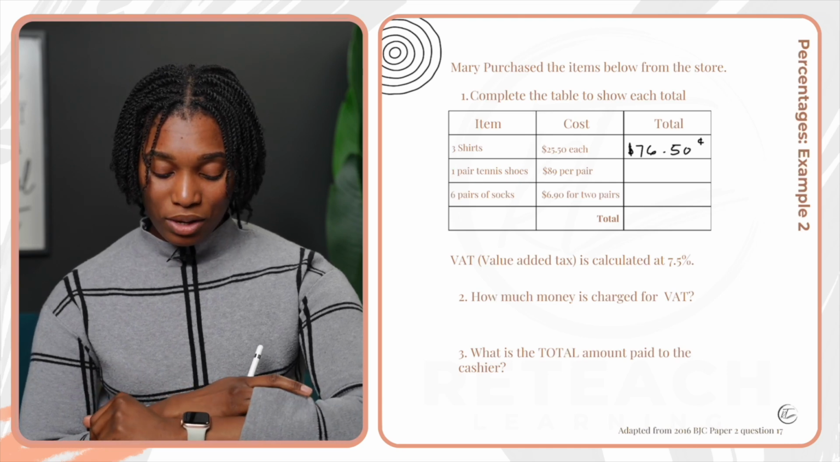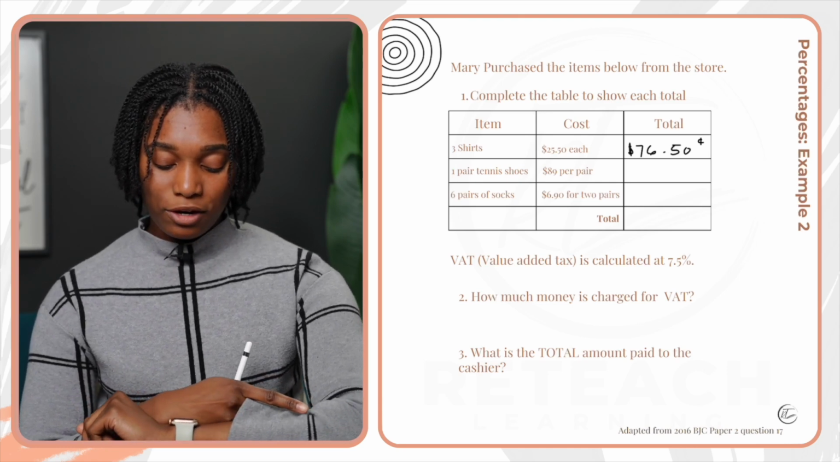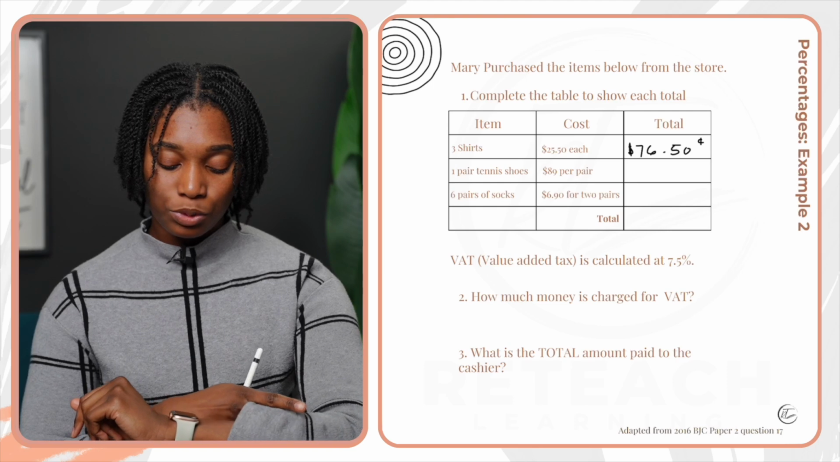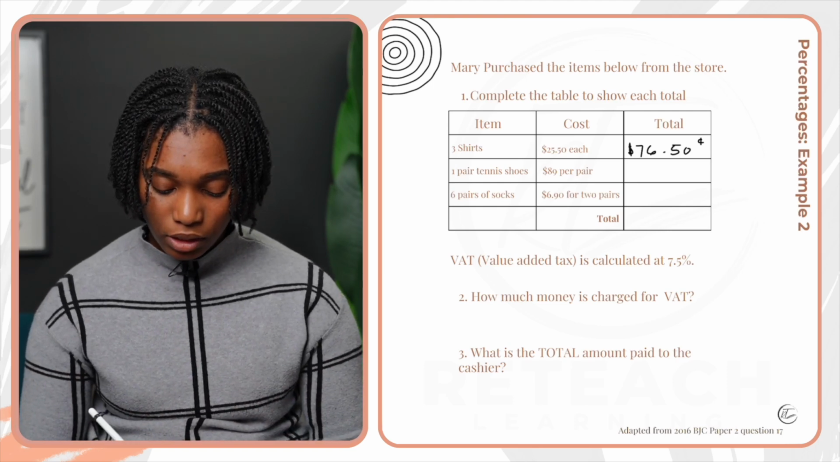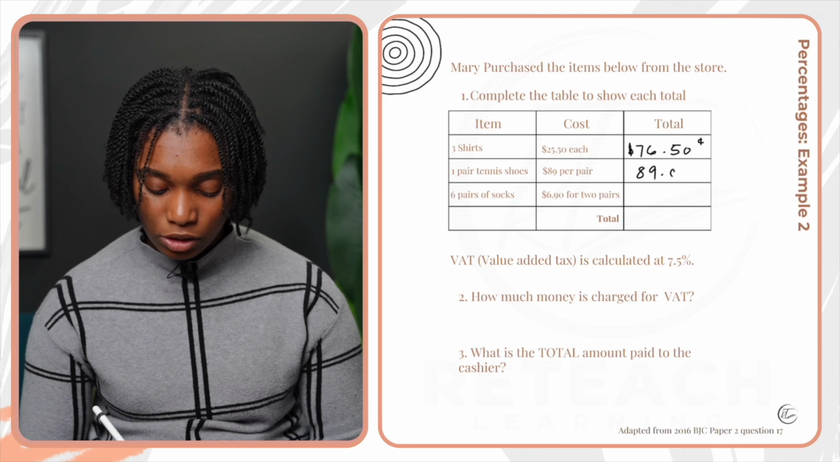Okay. Now, the second row, it says 1 pair of tennis shoes for $89 per pair. Okay, so he only bought 1 pair, so he's only spending $89. Okay, so that's $89 and no cents.